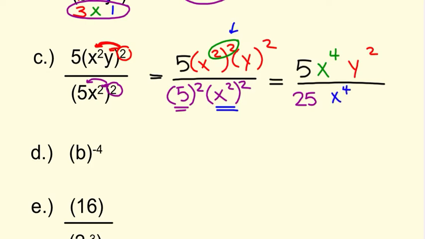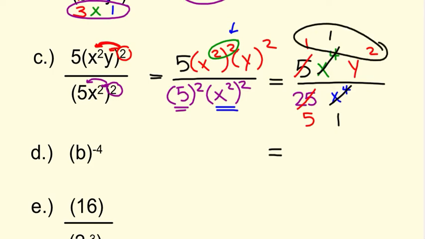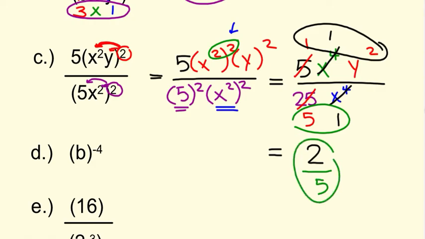Now we can do some reducing. We can reduce the 5 and the 25 by 5. So this becomes a 1, that becomes a 5. Then I can reduce the numerator and denominator by an x to the 4th. So that becomes a 1, that becomes a 1. So our final answer then is 1 times 1 times 2 is 2, and then 5 times 1 is 5. So there's your final answer, 2/5.